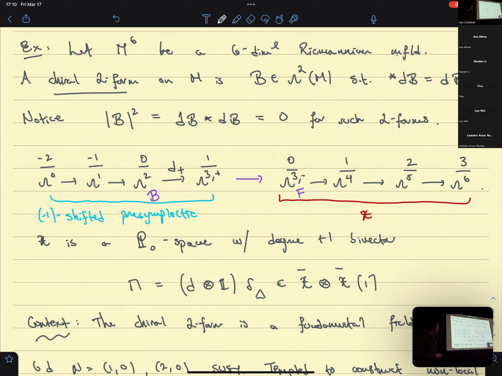I don't want to say too much about the rest of this complex here. But the point is that this thing on the right-hand side has a shifted Poisson structure. So X here is a P0 space. Here's X, the thing constrained in degrees 0 to 3. You can write down this degree +1 bivector very explicitly. This is just a constant coefficient thing, I'm in a linear space. It looks like you just take the delta function, thinking about that as a differential form on the tensor product of this space with itself, and you apply this de Rham operator to it.